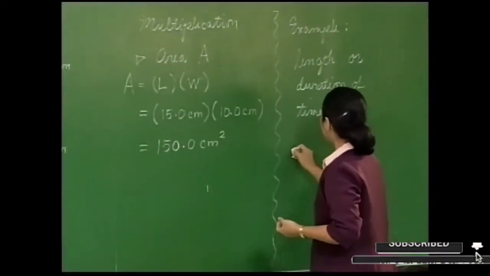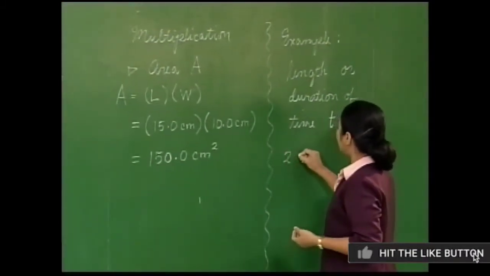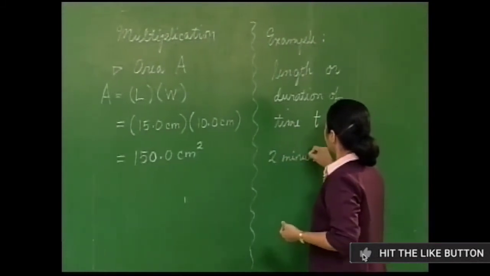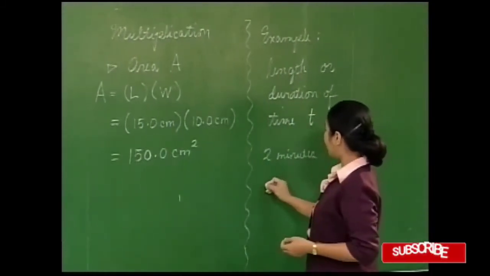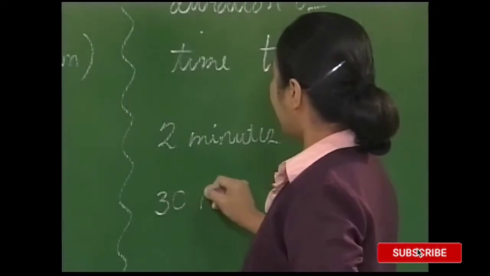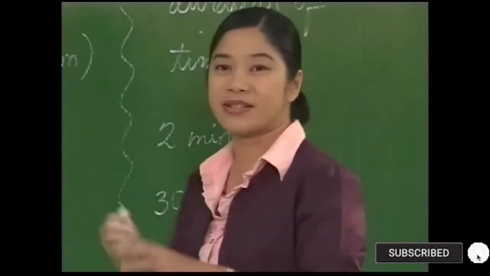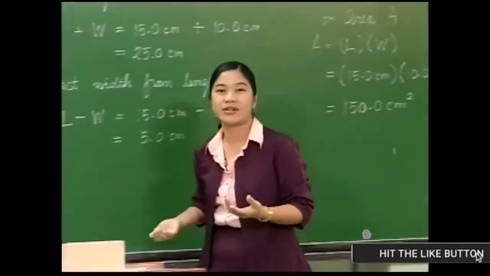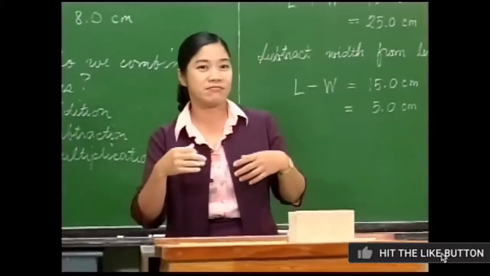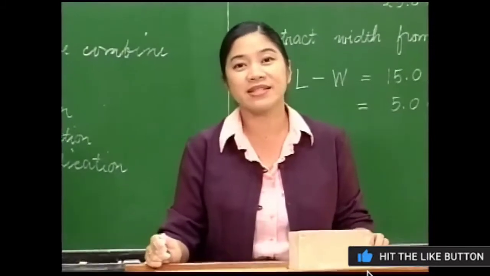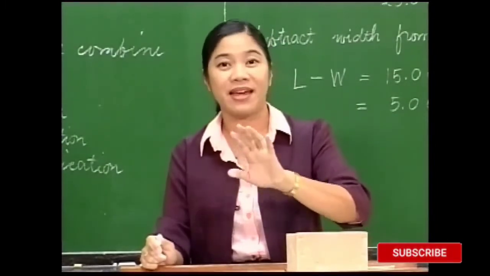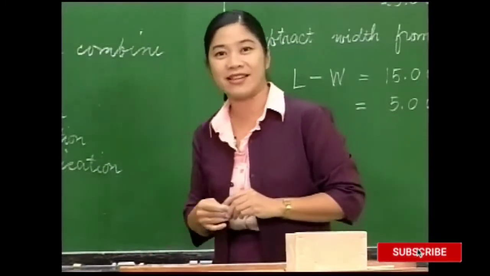So for example, you could have 2 minutes. You could also have 30 seconds. And these are all scalars. You can have 1 hour, and so on. I could be playing for 2 minutes. 2 minutes there would be time, and that is simply a scalar.